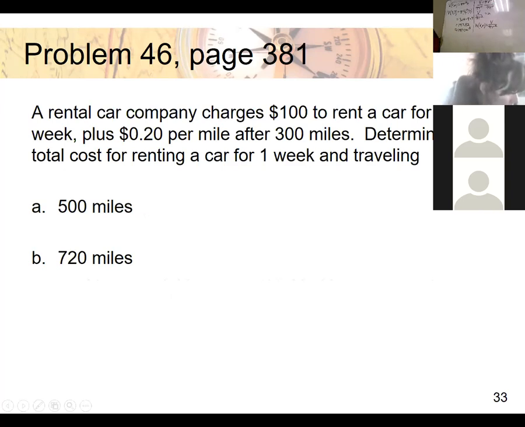A rental car company charges $100 to rent a car for 1 week, plus 20 cents per mile after 300 miles. Determine the total cost for renting a car for 1 week and traveling in part A, 500 miles, and in part B, 720 miles.